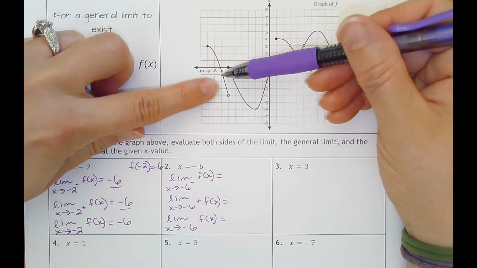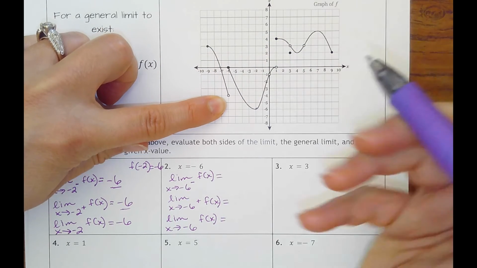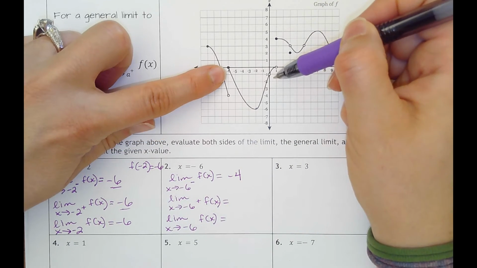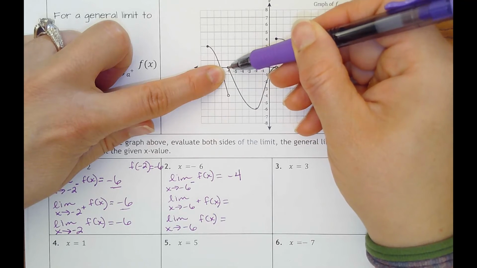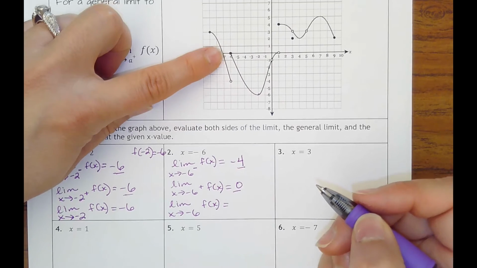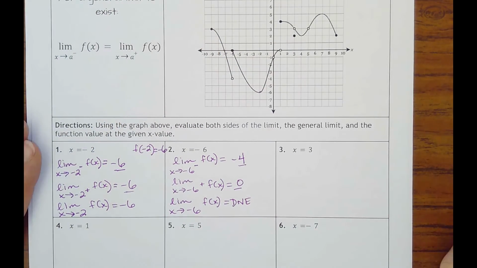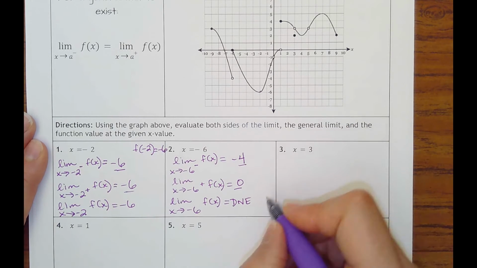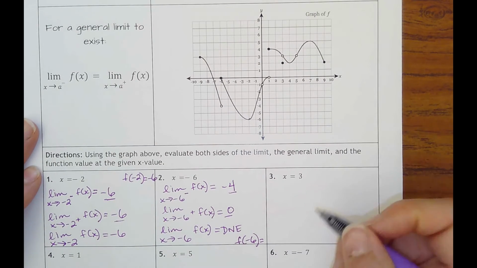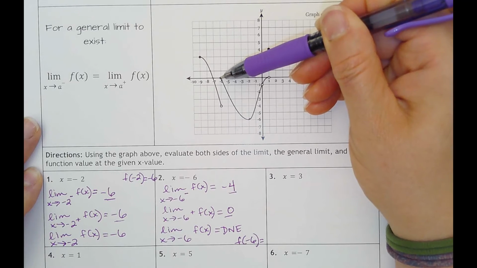When I'm coming to -6 from the left, that would be this piece, I am approaching a y value of -4. When I'm approaching -6 from the right, that would mean I'm following this piece, I'm coming to a y value of 0. Because these numbers do not equal, this is a does not exist. DNE is what you put. Okay, and then I need to figure out what is f at -6. What is the y value at -6? That is where the closed point exists, and that is at a y value of 0.